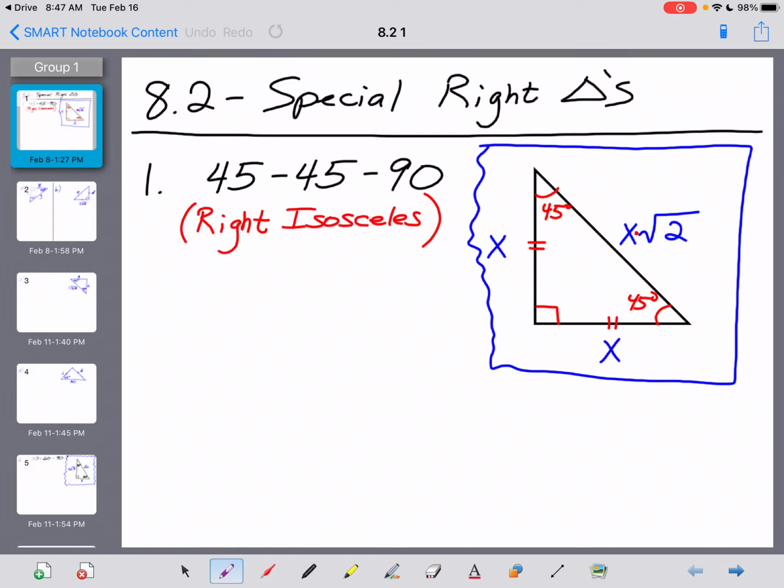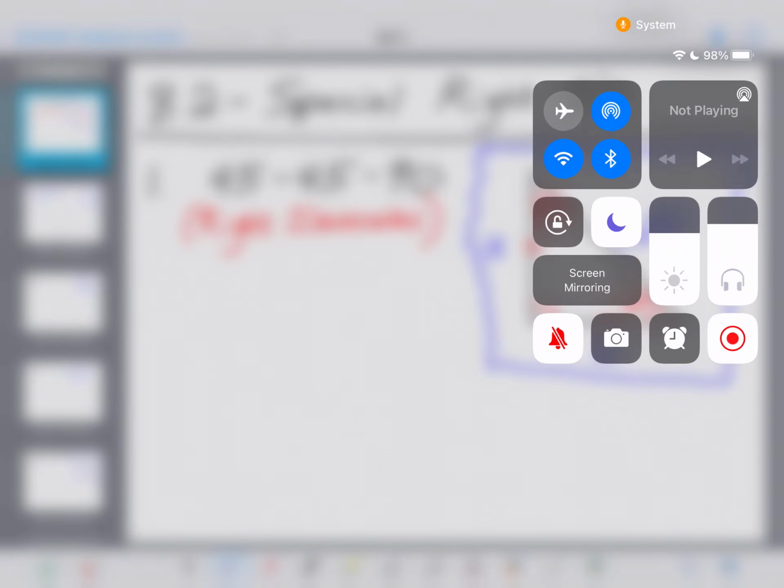Okay, geometry, now that we've knocked out everything we needed to learn about the Pythagorean theorem from section 8.1, we're going to move on into section 8.2. And this is really the second of three big ideas that we're going to talk about here in chapter 8. This one is called special right triangles.